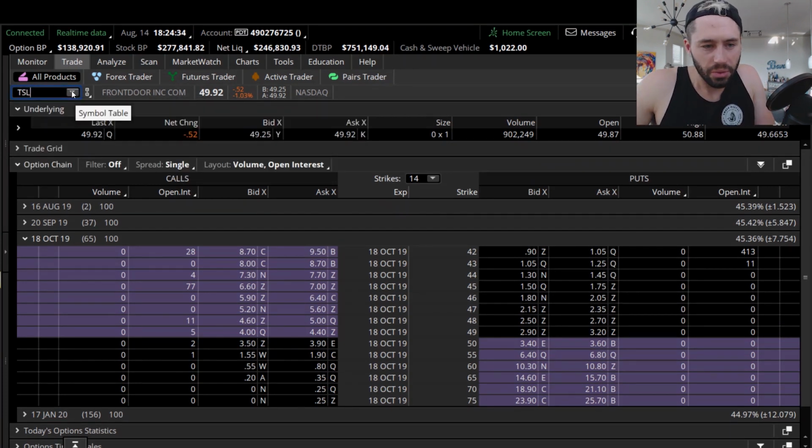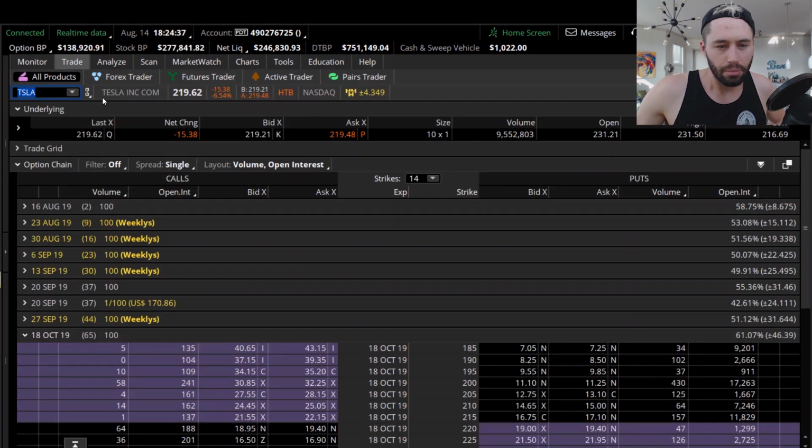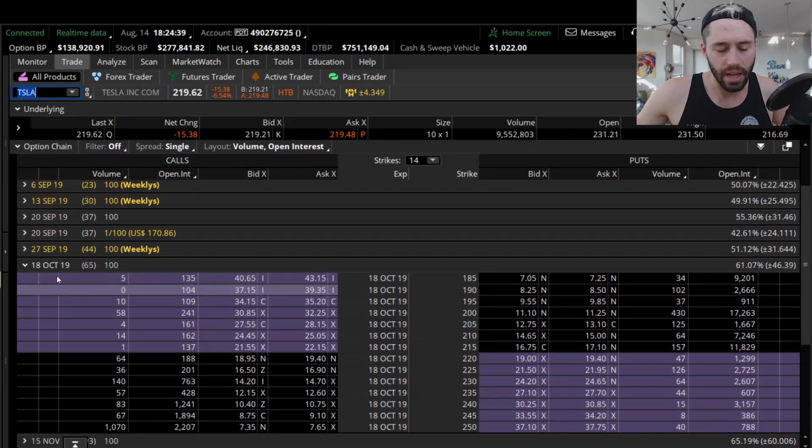Now let's go back to Tesla so we can look at a liquid option market here. Boom, pull up Tesla. We're going to look at the October 18, 2019 options, 65 days to expiry.